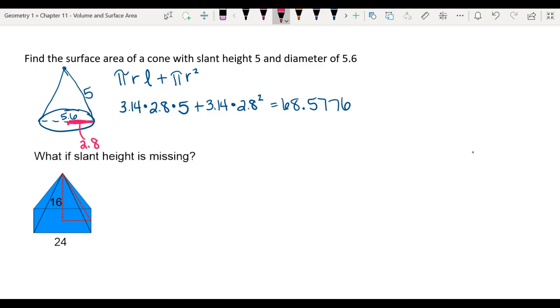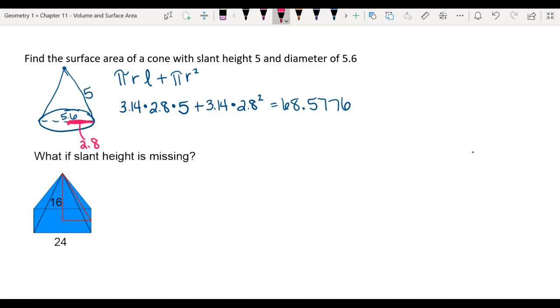So the next question is, what if your slant height is missing? So in this picture, they gave us our side length. They gave us our regular height, but they did not give us our slant height. Okay? I know yours is hard to see, but based on the one I have up here, what can you use to find your slant height? Grace? Pythagorean theorem.